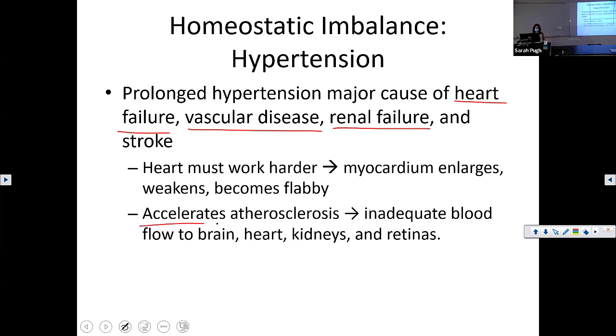Also, high blood pressure accelerates atherosclerosis. So remember, atherosclerosis is hardening of the arteries. We usually see it with poor diet. And so when you have high blood pressure, it can lead to things like atherosclerosis, and it can cause problems with tissue perfusion. It can cause problems in organs like the retinas and the kidneys and the heart and the brain.